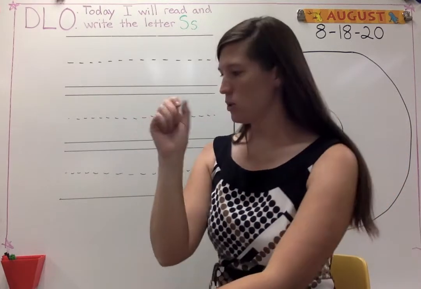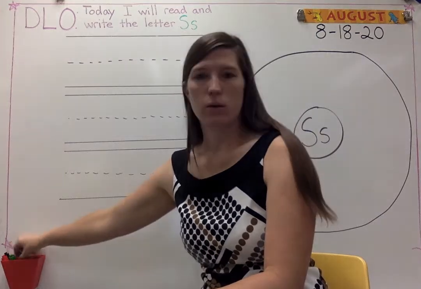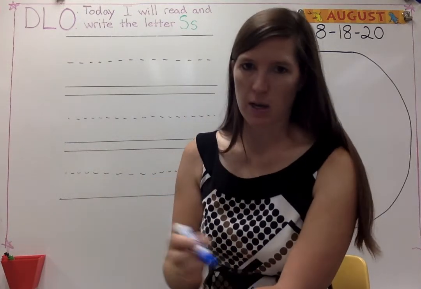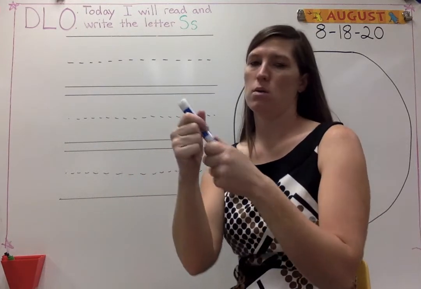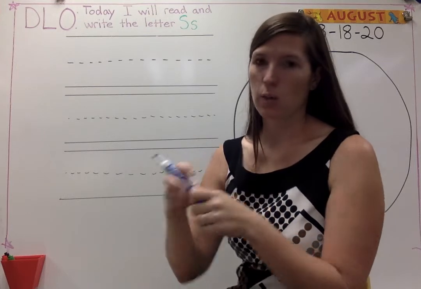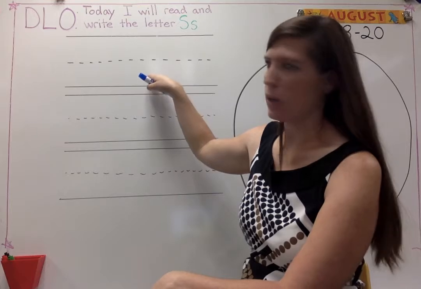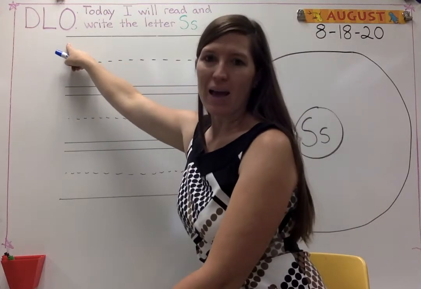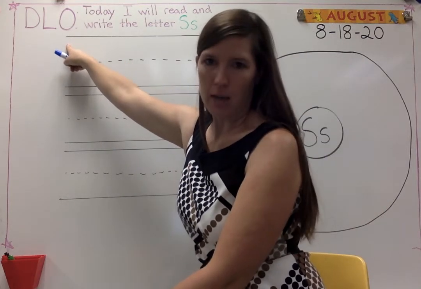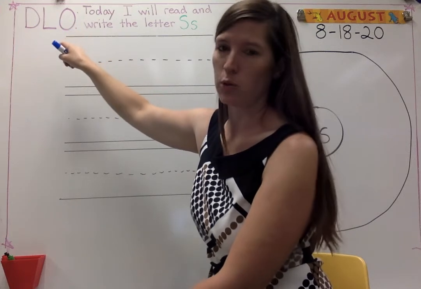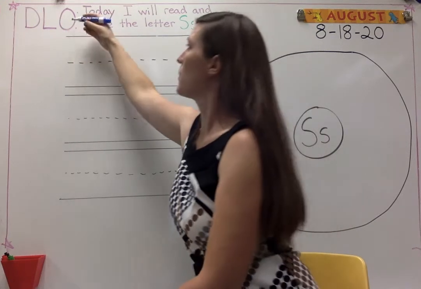Now I'm going to show you how to write the letter S. With your writing hand, you'll get your marker in just a minute, but watch me. I'm going to use blue so you can see it well. I have writing lines here, and I want to tell you a little bit about our writing lines. There's a top line. I call the top line the sky, so I'm going to draw a little cloud to remind me that's the sky.